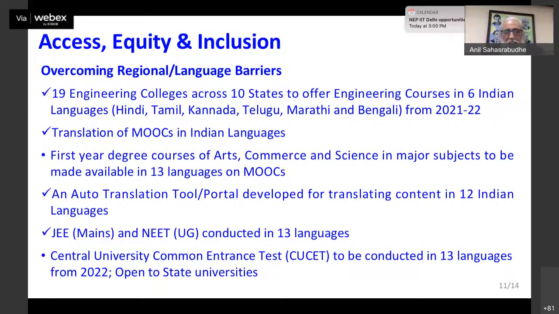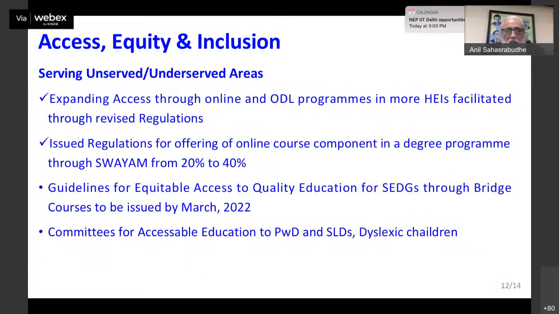Already JEE and NEET is being conducted in 13 languages. We are empowering students from rural areas, remote areas to write entrance exams, and now also get their higher education in their regional language. The Central University entrance exam is also going to be in 13 languages. So I think we are gradually moving into supporting all varieties of languages in our higher education system.